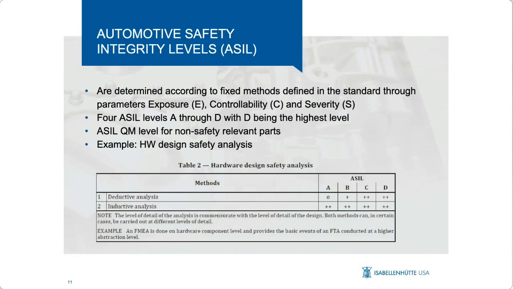Now let's have a closer look into how these ASIL levels are actually defined. The abbreviation ASIL stands for Automotive Safety Integrity Levels. They are determined according to fixed methods defined in the standard through the parameters exposure, controllability, and severity, as we've seen in the example of hazard analysis on the last slide. There are 4 ASIL levels, A through D, with D being the highest level. And then there's an ASIL QM rating for non-safety relevant parts.